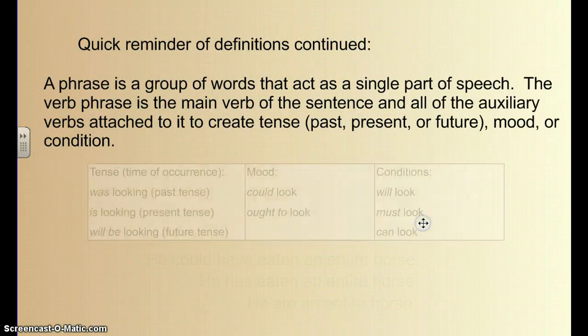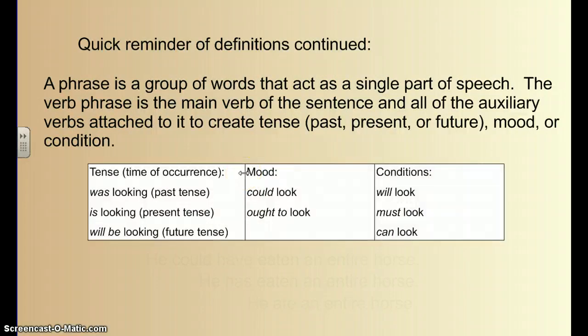So auxiliary verbs or verb phrases are always made by the use of auxiliary verbs. And remember, this is actually a key definition that you'll need throughout the year. A phrase is a group of words that act as a single part of speech. And what they do is they create tense, past, present, or future, mood, or condition. So it could say something happened, is happening, or will happen, or the potential for that to happen, or how it might happen.